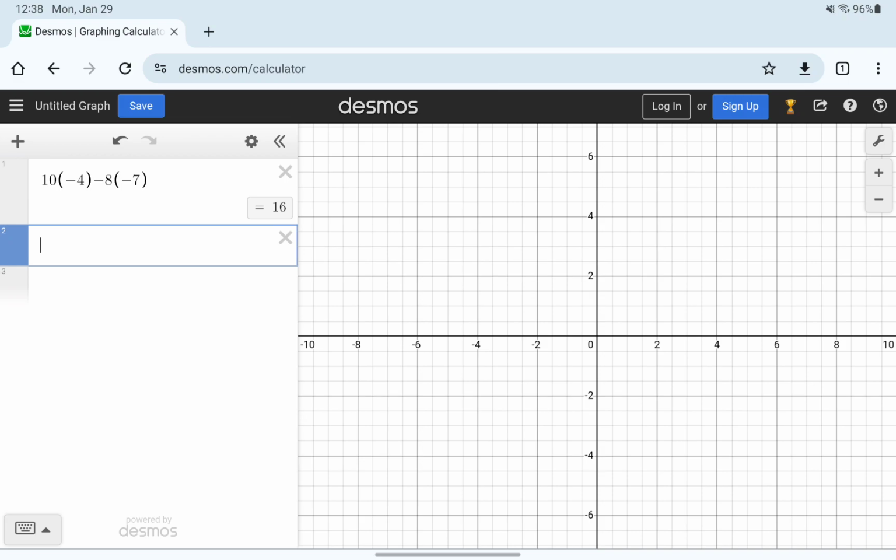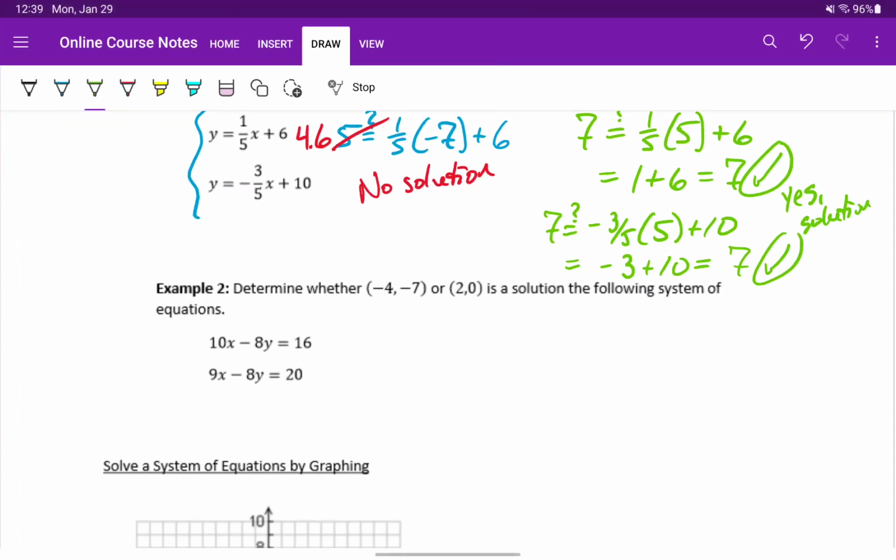Now we'll test the second equation. We'll take 9 times -4 minus 8 times -7, and we'll see that that gives us 20. Since that xy pair makes the second equation true and the first equation true, that tells us that yes, this first ordered pair, (-4, -7), is a solution to this system.